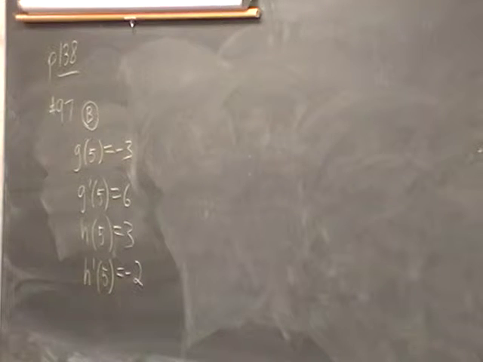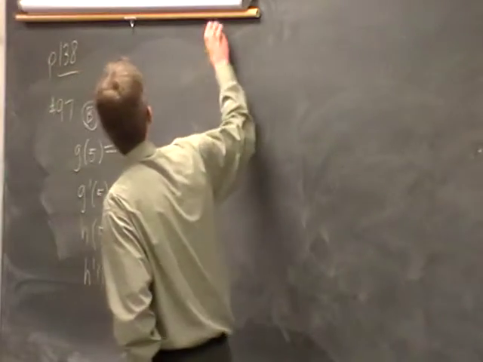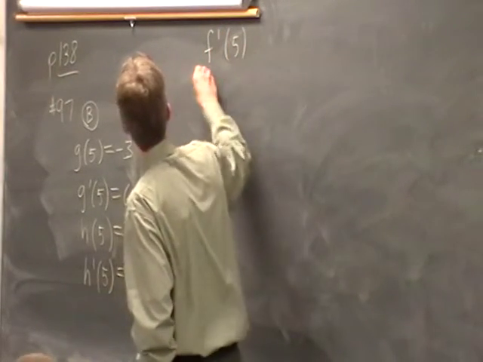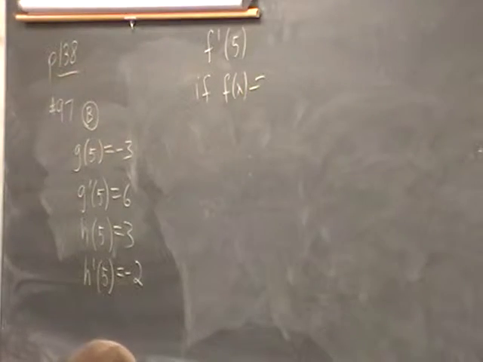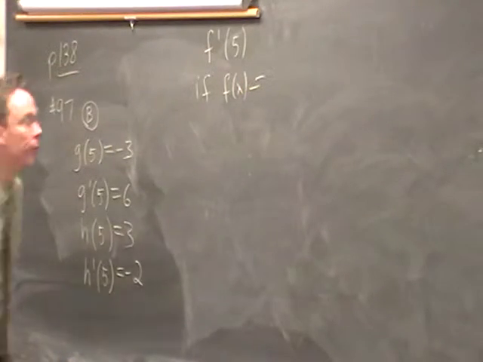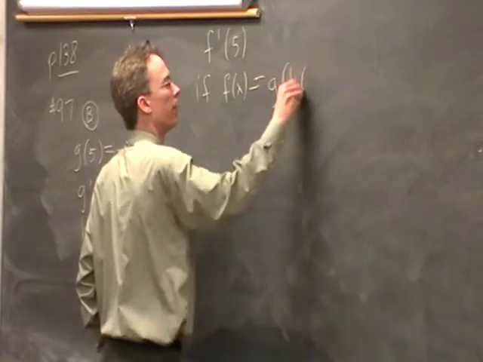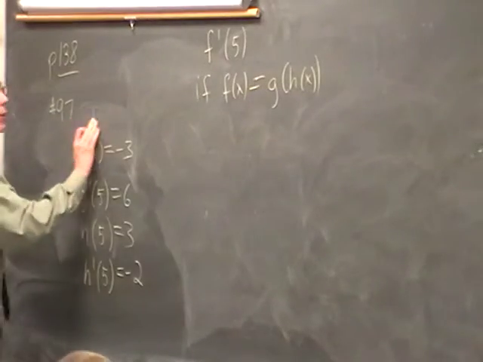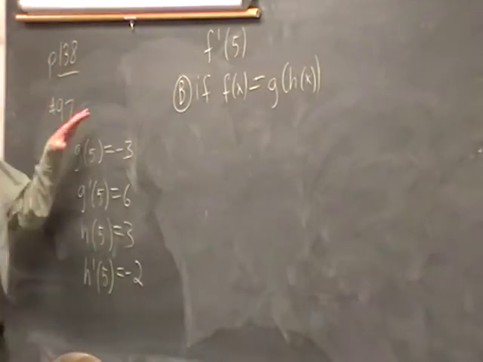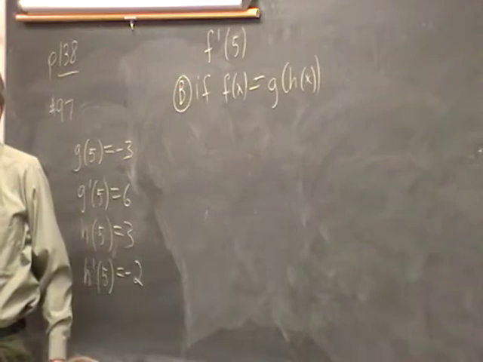It says find f prime of 5 for the following. So part B, they define f of x as g of h of x. So I guess the b probably kicks in right about here, because all this other stuff's going to be the same for all the other parts.